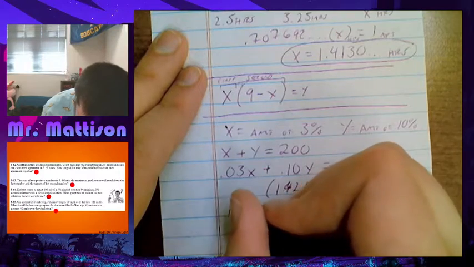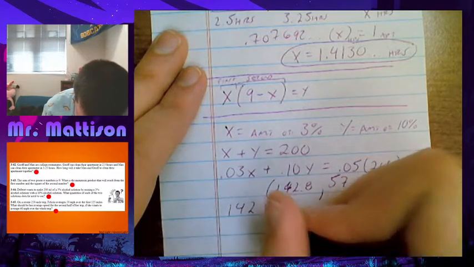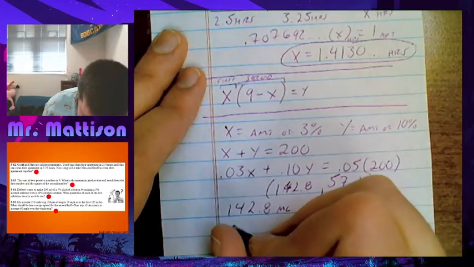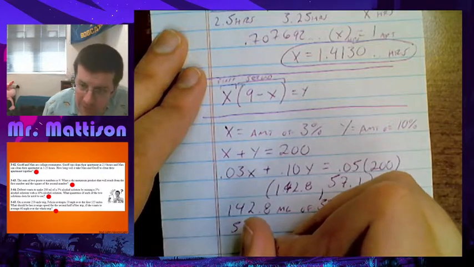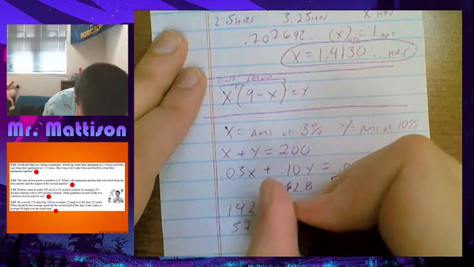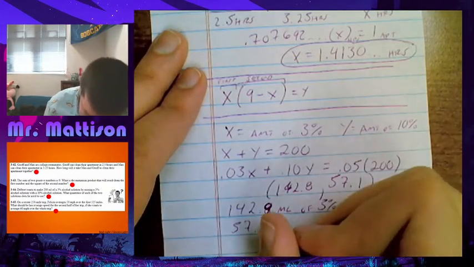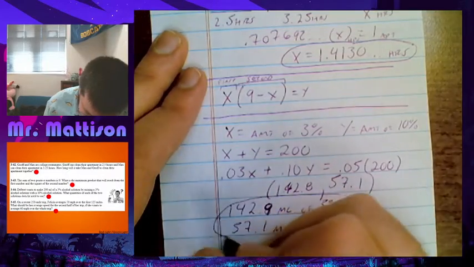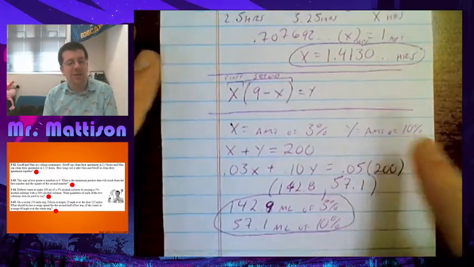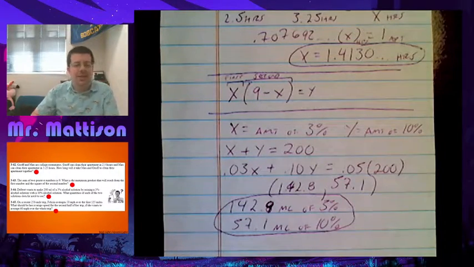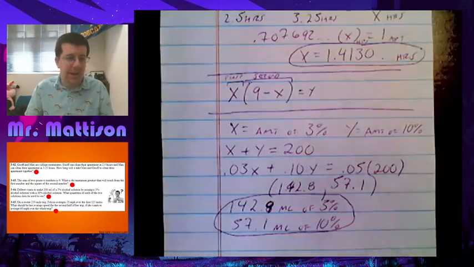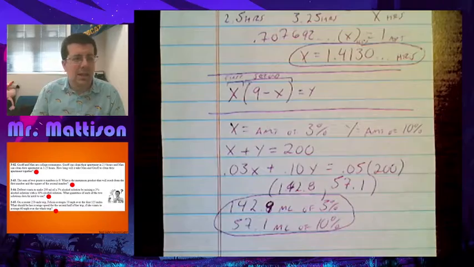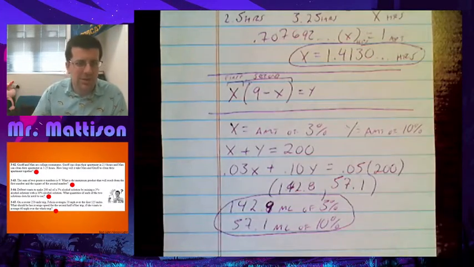So I need 142.8 milliliters of 3%, and I need 57, some rounding errors here, that should be a 9, yeah, 57.1 milliliters of 10% solution. So that's why having those really helps out to say, hey, here's what that means in the context of this particular problem. Again, you could have solved that out algebraically, but I totally am fine with you using a graphing calculator to solve these ones out.